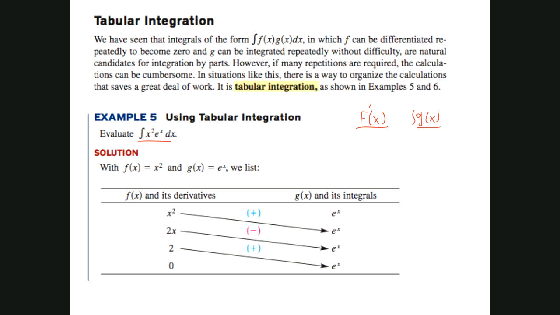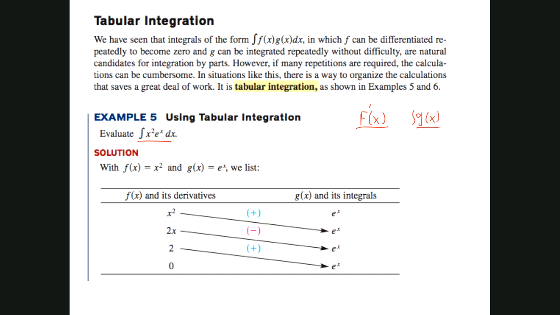Well, any time you have two functions, so I've got x squared here and I have e to the x here. When you take the derivative, you're going to keep taking the derivative until you get down to zero. Well, if I kept taking the derivative of e to the x, I'll never get to zero, will I? It's just going to be e to the x, e to the x, e to the x, and so on. So it's never going to get to zero.